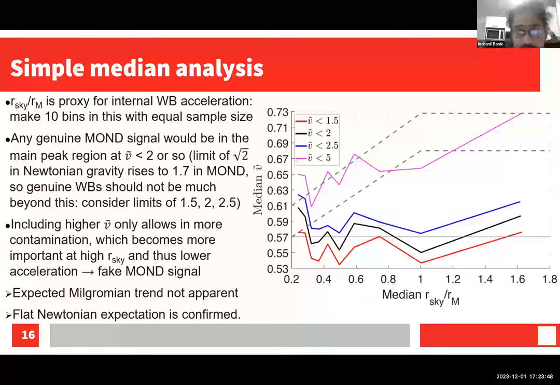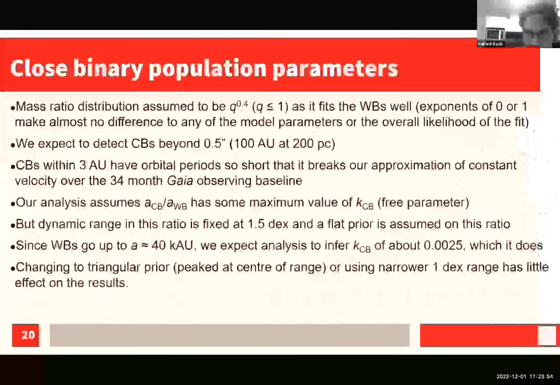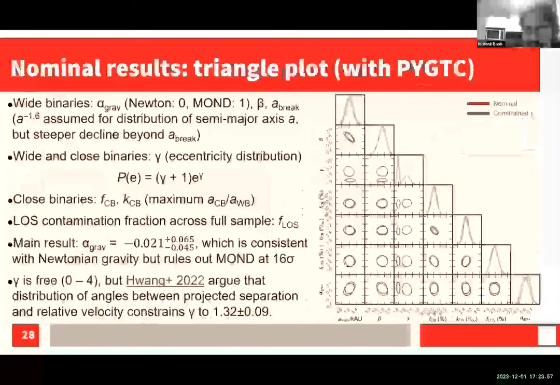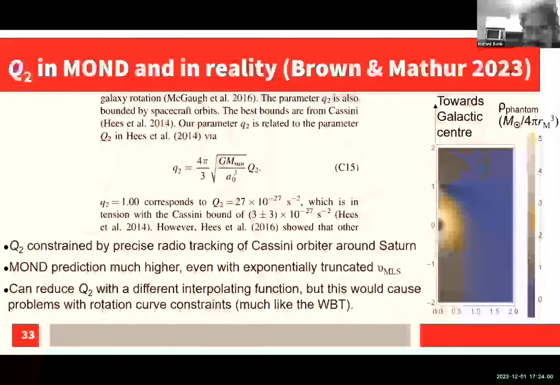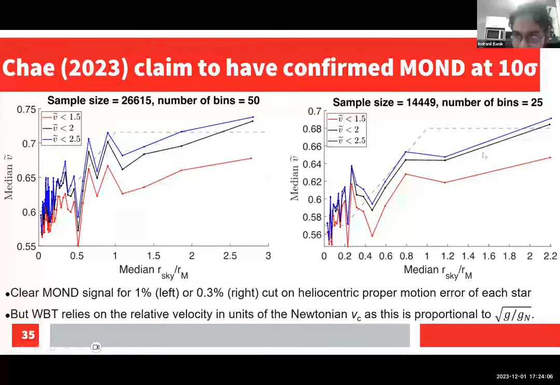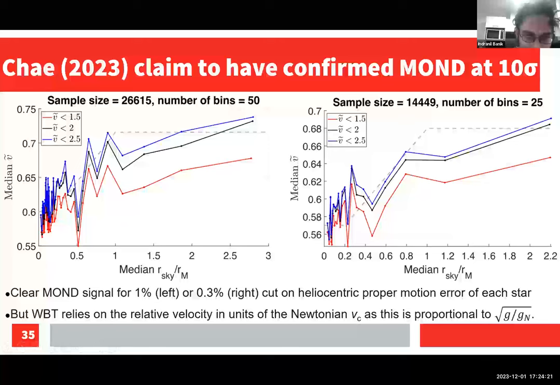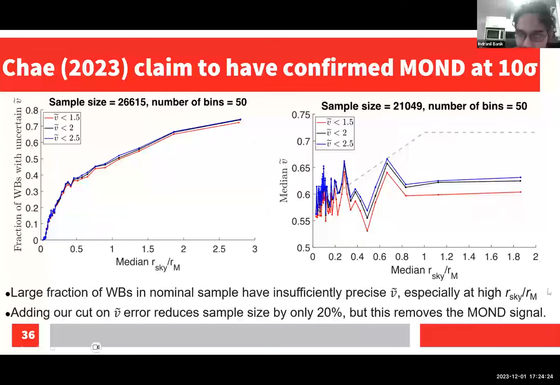It is possible, yes. In fact, that's more or less what is going on. However, what I wanted to say regarding this issue, which I obviously expected there would be questions on, is that the higher V tilde that you get at larger R-sky over RM in the Chae sample is obviously driven by systems which have a larger V tilde, and the only way you can make it flat is by removing systems with large V tilde, which is what we've done here. However, the reason we've removed those systems is not to try and get a Newtonian result. The reason we've removed those systems is because they have a high V tilde uncertainty.